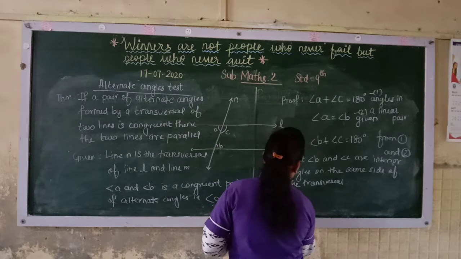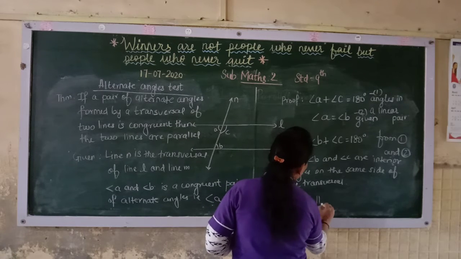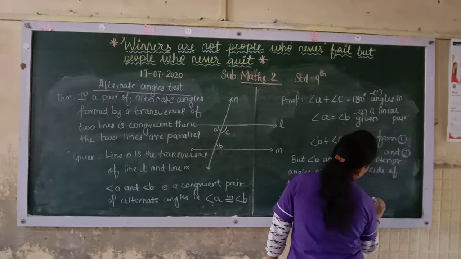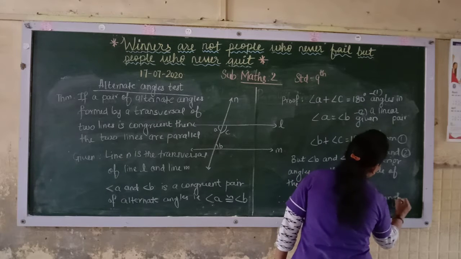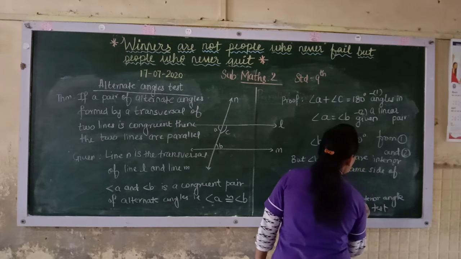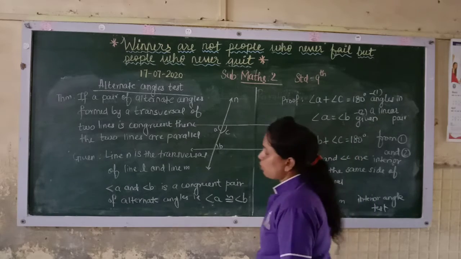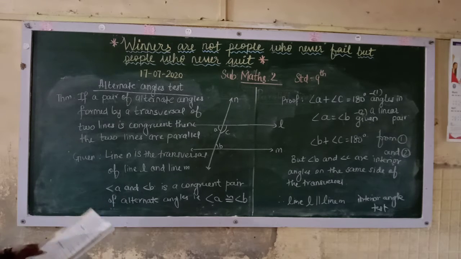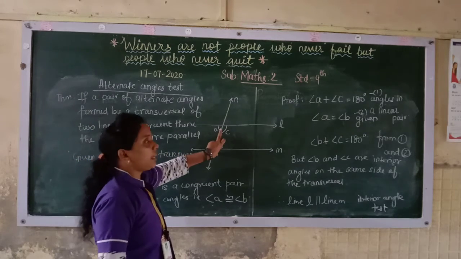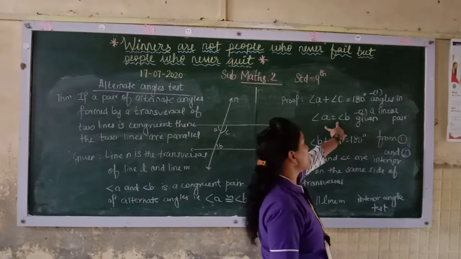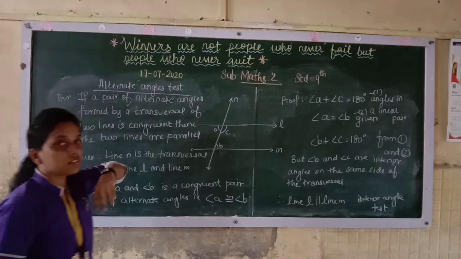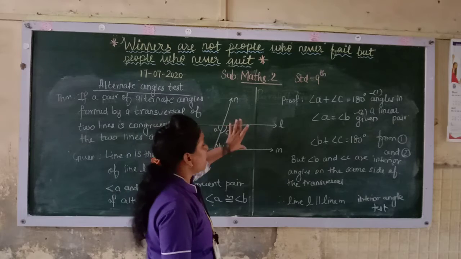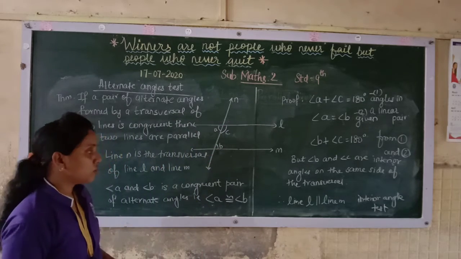Therefore, line L is parallel to line M by interior angle test. Here we have shown that they are interior angles. By using alternate angles, we have shown that. See, alternate angles given. So that is why it is alternate angles test. By using alternate angles, we showed that the interior angles are supplementary, so the two lines will be parallel to each other.